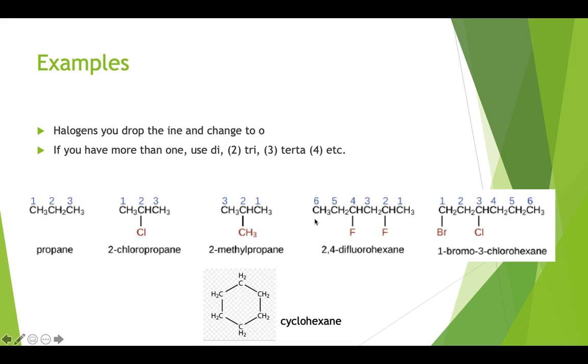Here we have 6 carbons long, and on carbon 2 and on carbon 4 we have a fluorine. So we're going to get 2,4-difluoro, and then the longest chain is 6, so it'll be hexane.